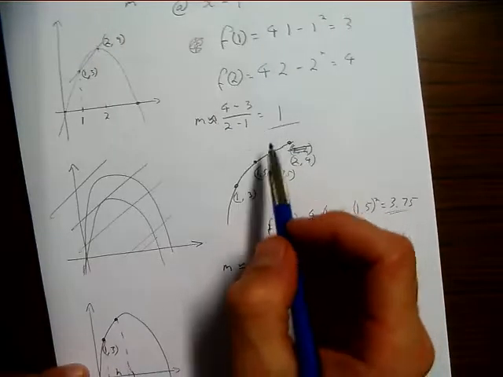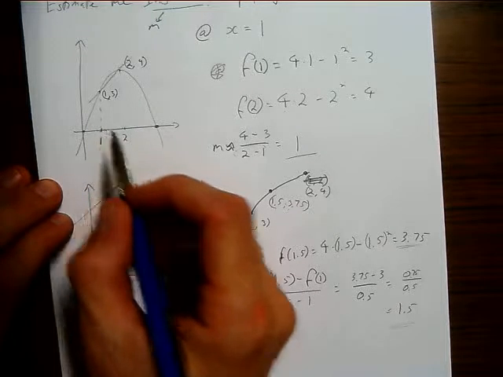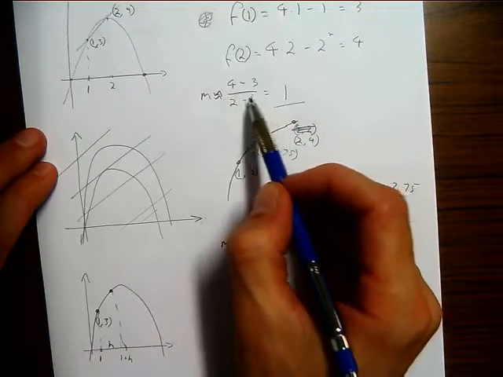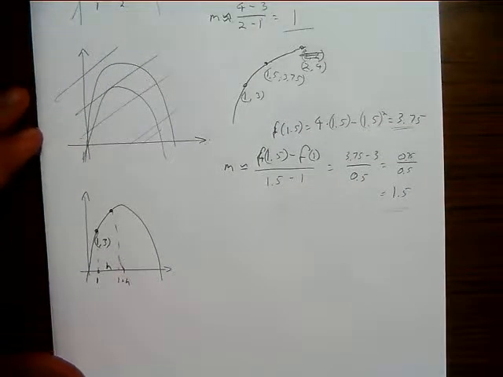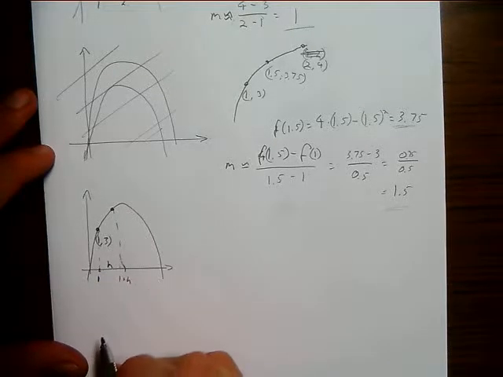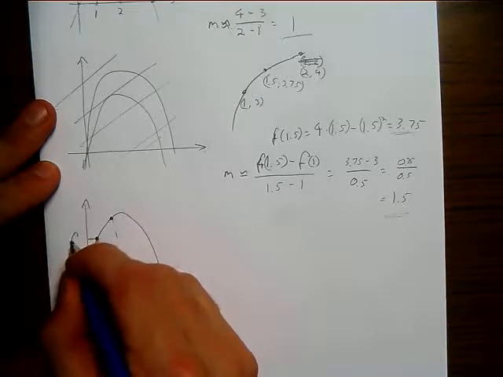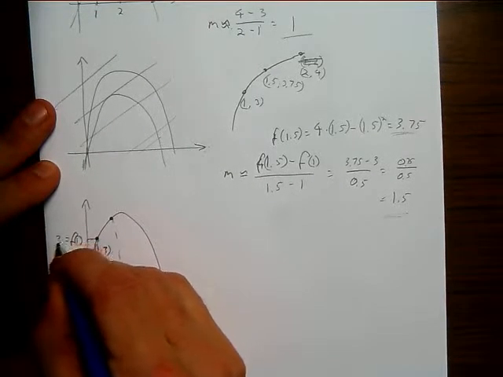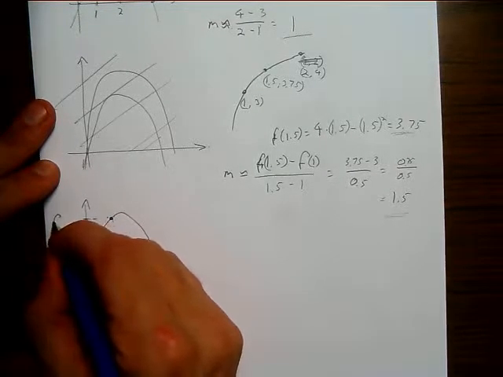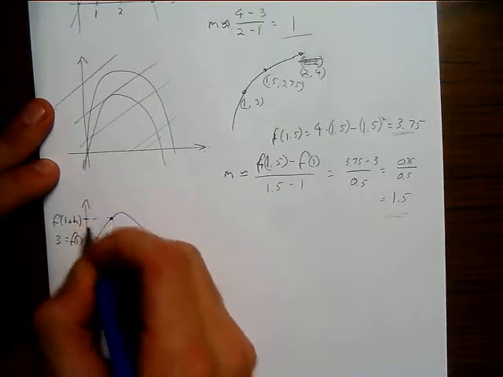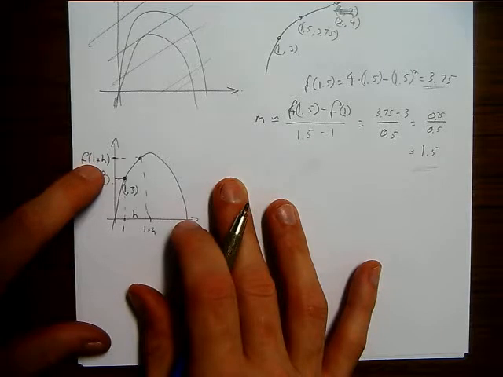Then in the first one, h was 1, because there was a distance of 1 between the x values, and in the next one it was 0.5. So h is whatever I'm adding on to my original value. And then my values here, this is f of 1, which is 3, and then this is f of 1 plus h. You guys see that?